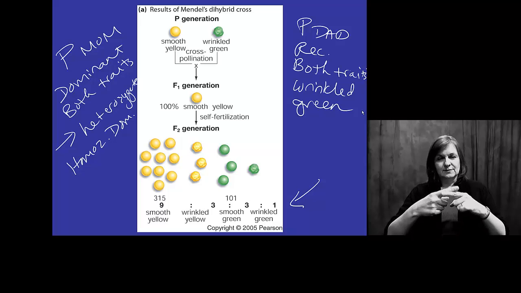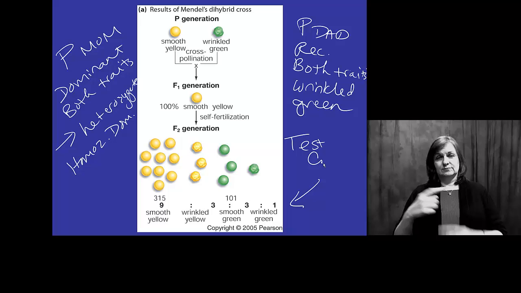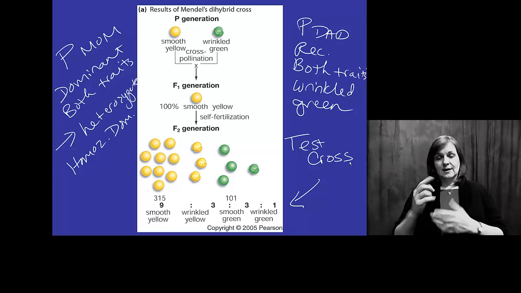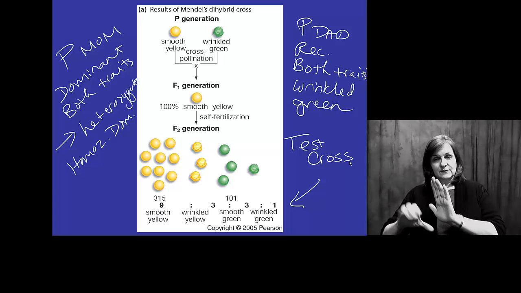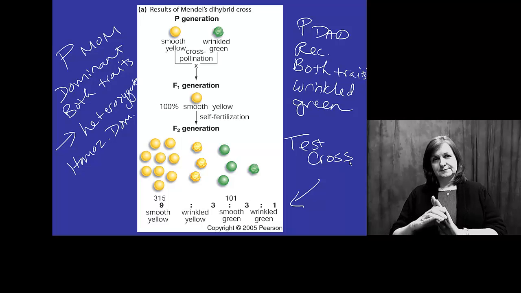So crossing those two, this is actually set up something called a Testcross. If you have the expression of a recessive trait in an individual, they must be homozygous recessive for that trait. We'll look at this.